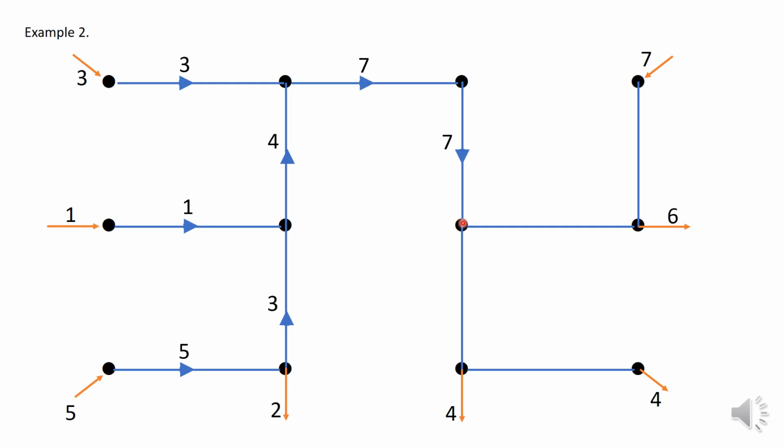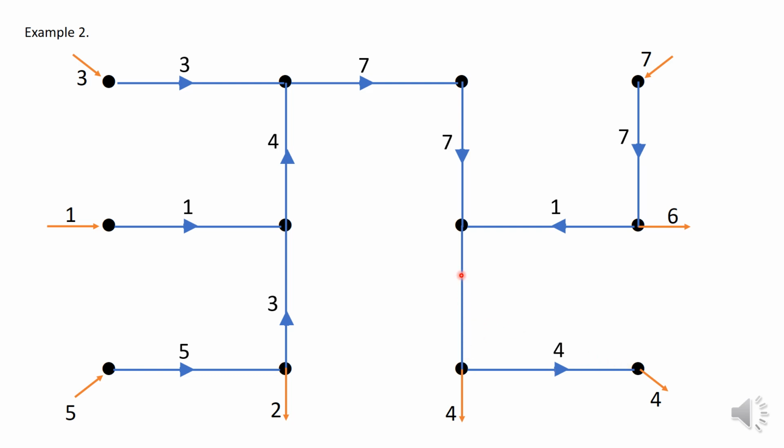Now let's go on to another node. Yes, we go up here, so you have 7 entering here, so you have 7 units flowing along this branch. And if 7 is flowing along this branch and 6 is exiting here, you must have 1 unit flowing along this branch. Now where will we go now? Let's look at this node. 4 units entering, so you must have 4 units flowing along this branch.